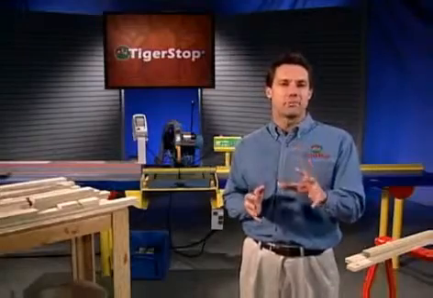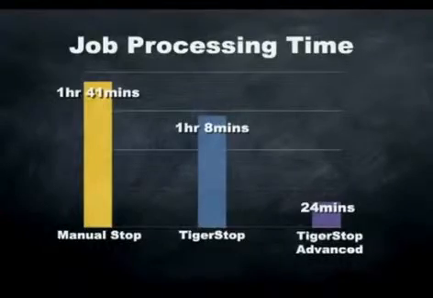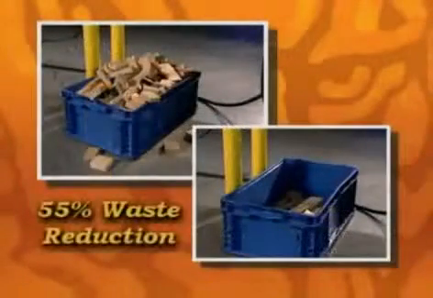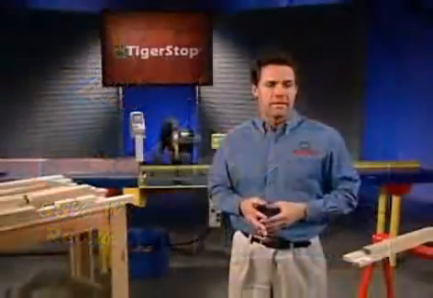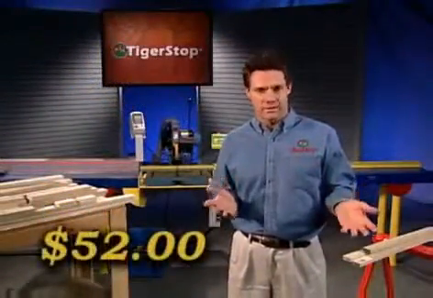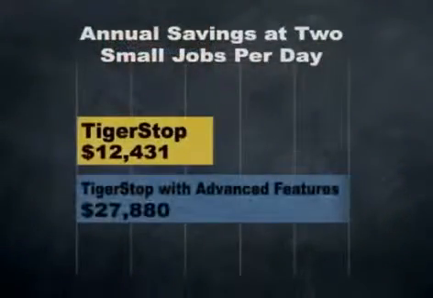Using the optimizing software and the labeler, we completed the job in 24 minutes. That's less than a quarter of the time that it took using traditional methods. We also reduced our waste by 55%. So what does this mean to you in annual savings? Ed saved about $52 on this job. If you cut a couple of small jobs a day, your savings would add up to almost $30,000 in the first year. In just a few minutes, we've seen 15 years of industry change.